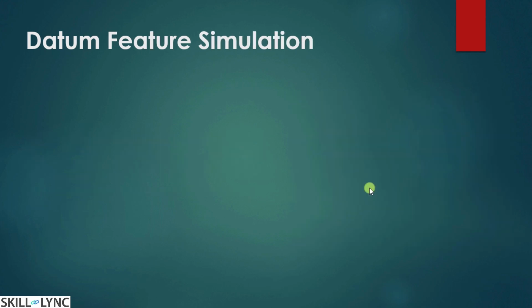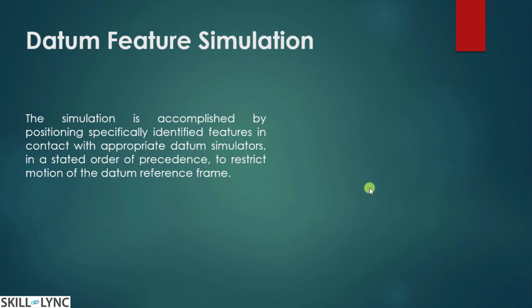As we said earlier, in order to measure those datums you need to have some planes or datum features that can be used for simulation. The simulation is accomplished by positioning the specifically identified features of the object in contact with the appropriate datum simulator planes that we have seen earlier, in a stated order of precedence, that is, which is first. Based on the order you refer the object, so that you are restricting the motion of the datum reference plane. These specifically identified features are called the datum features, in association with the simulation features.